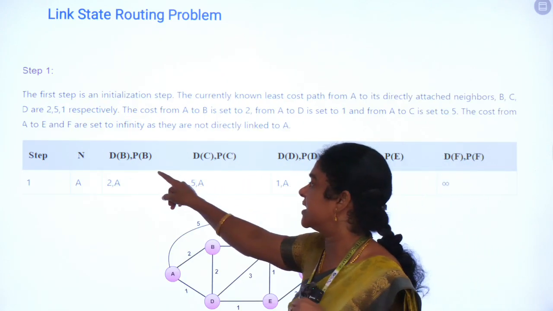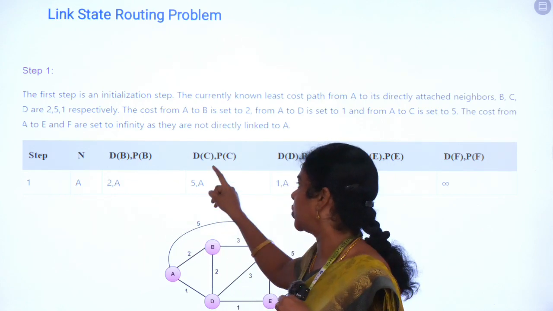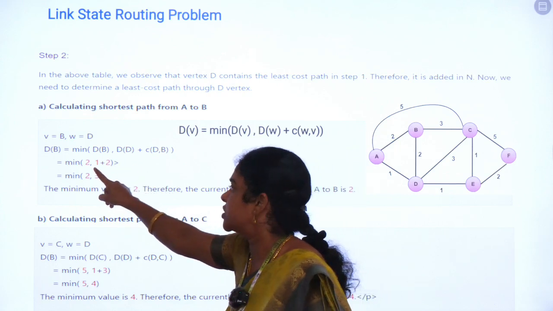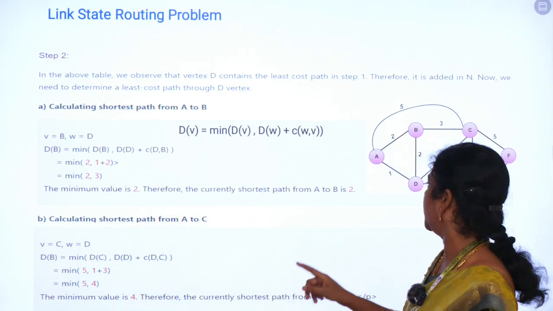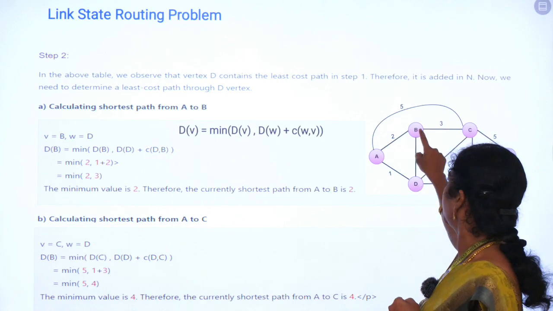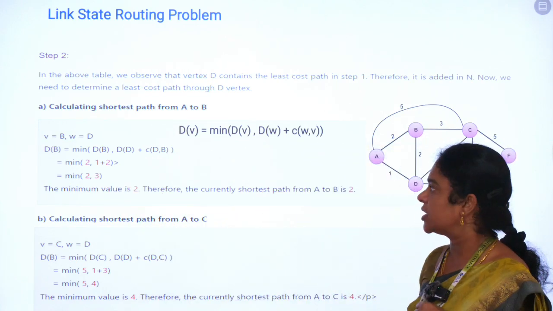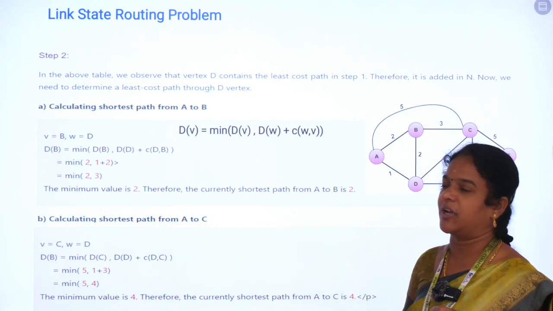In the previous table you just note the numbers: D of B is 2 and D of D is 1. So here we use D of B is 2, D of D is 1 plus C of D to B. D to B, what is the number? D to B cost is 2. Here you write the cost. So 2 comma 3. The formula is minimum, so the minimum of 2 comma 3 is 2.